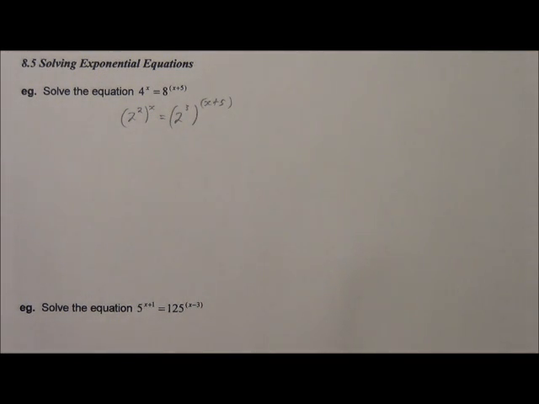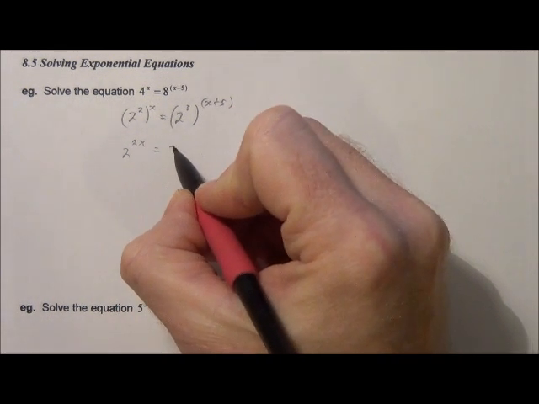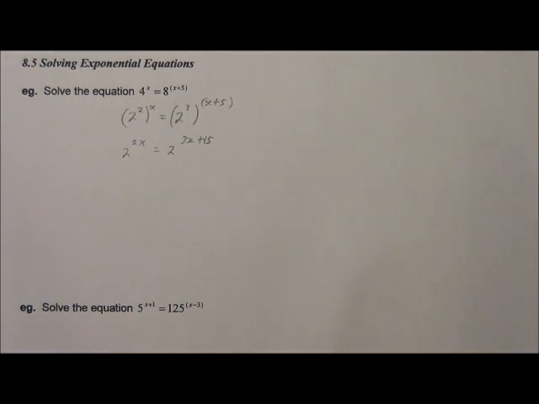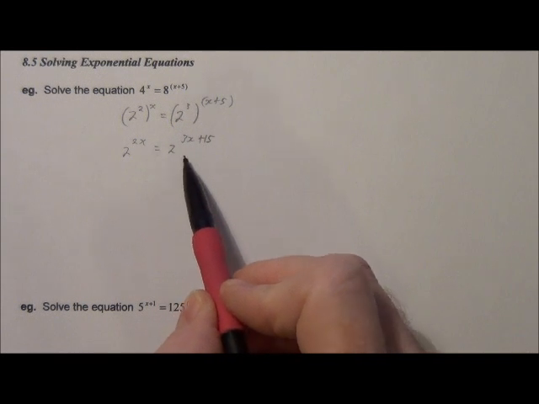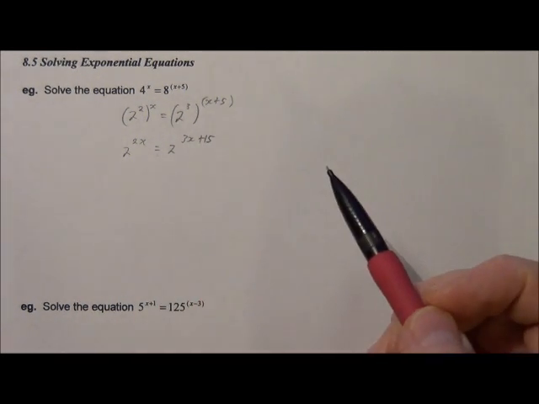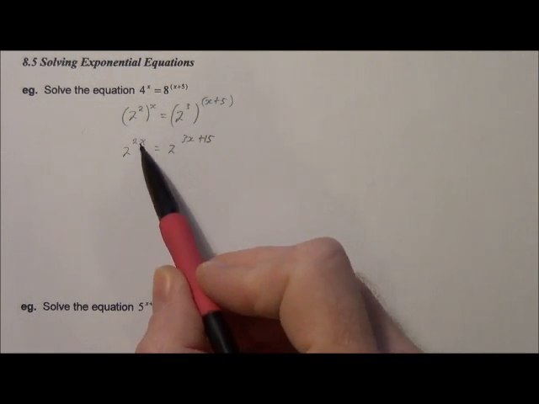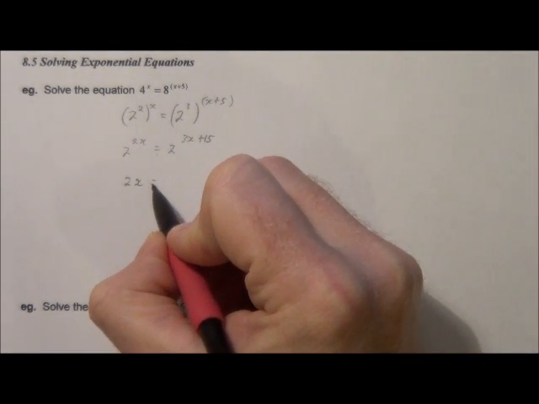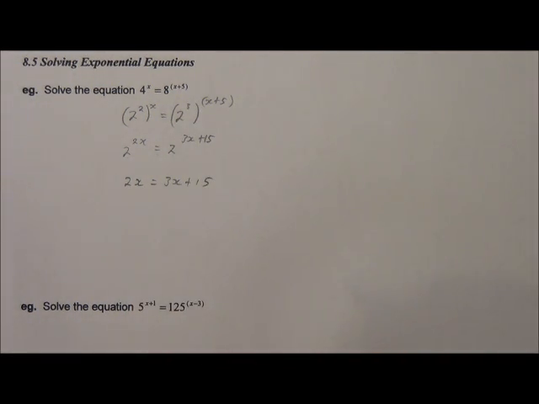Then we can simplify the powers using power laws. So we get 2 to the 2x equals 2 to the 3x plus 15. Now, because the left side is equal to the right side, that means that the values are the same. And because both of the bases are the same, that means that the exponents must be equal. So we'll set the exponents equal to each other. And now we'll solve for x.